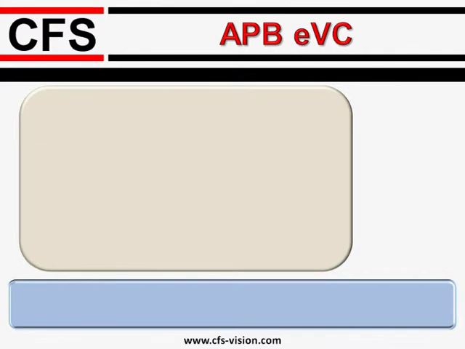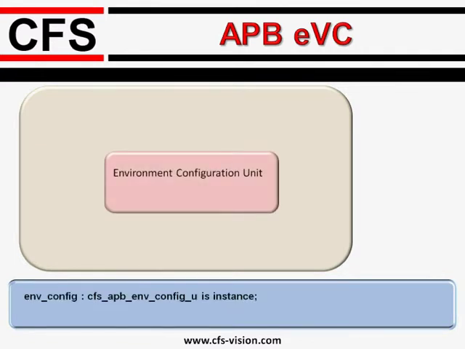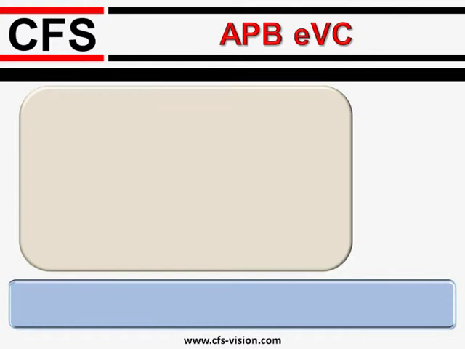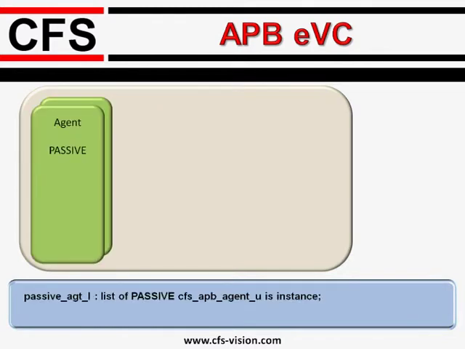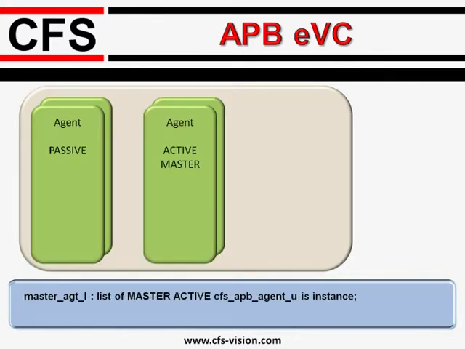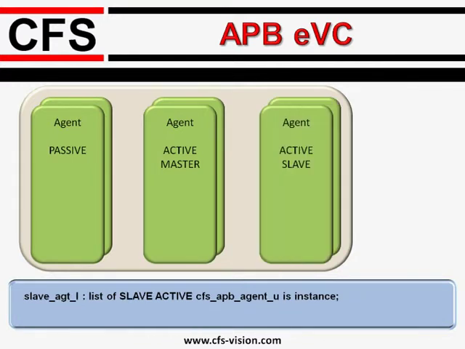Inside this, it can be found an environment configuration unit from which the number and aspect of the agents can be configured. There are three types of agent lists depending on the aspect: a passive agent list, an active master agent list, and an active slave agent list.